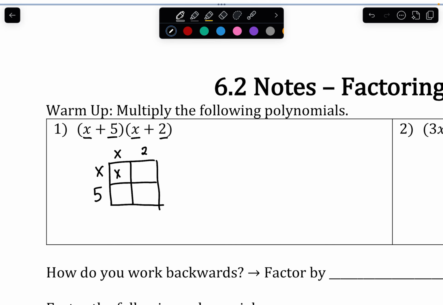X times x is x squared, x times the 2 is 2x, x times 5 is 5x, 5 times 2 is 10. And then after we fill in the box, we're done multiplying. All we have to do is combine our like terms. 5x plus 2x is 7x, and so our final answer would be x squared plus 7x plus 10.